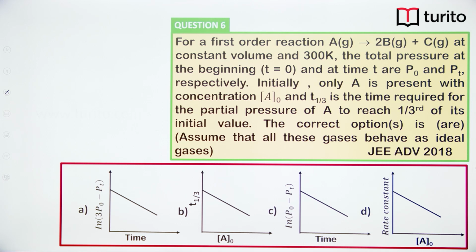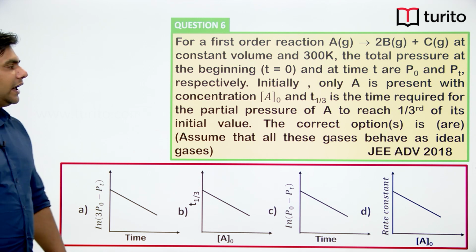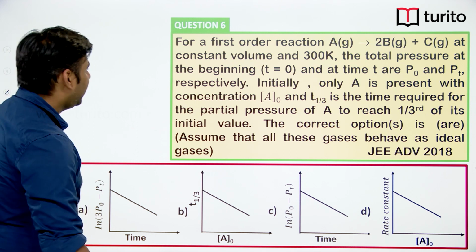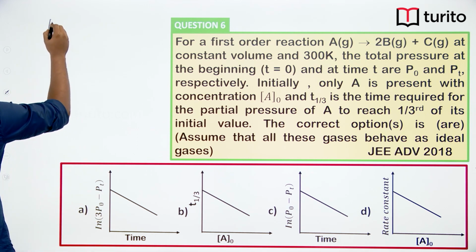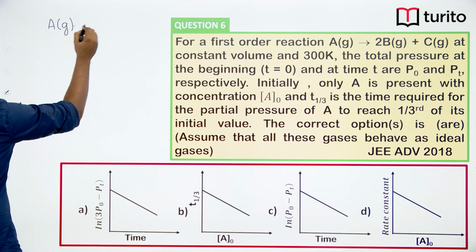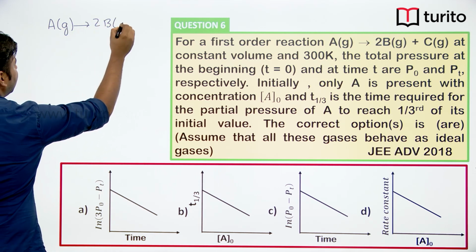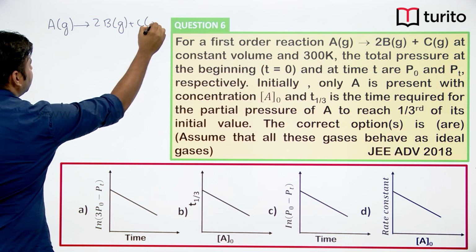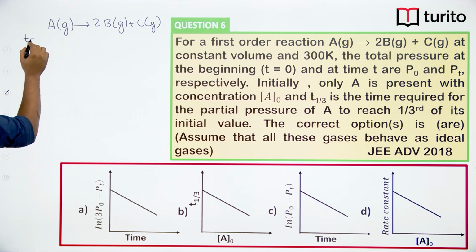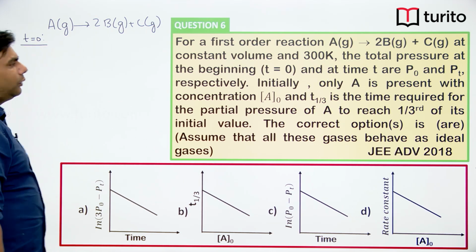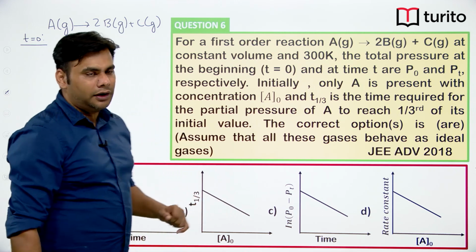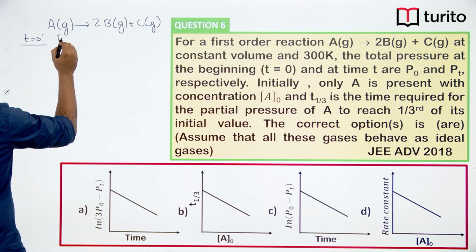This says that there is a first order reaction, A gas changing into 2B gas plus C gas at constant volume and 300 Kelvin. The total pressure at the beginning is P naught and after time T is PT. So basically I am going to write this A gas changing into 2B gas plus C gas. At time T equals 0, only A is present, so the total pressure corresponds to the partial pressure of A.